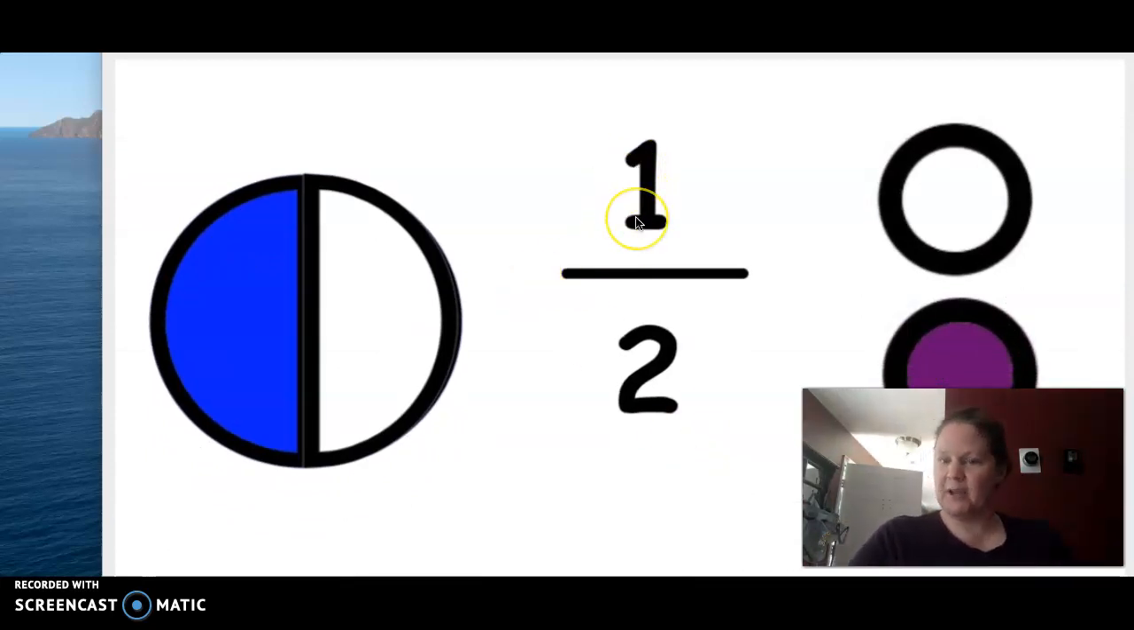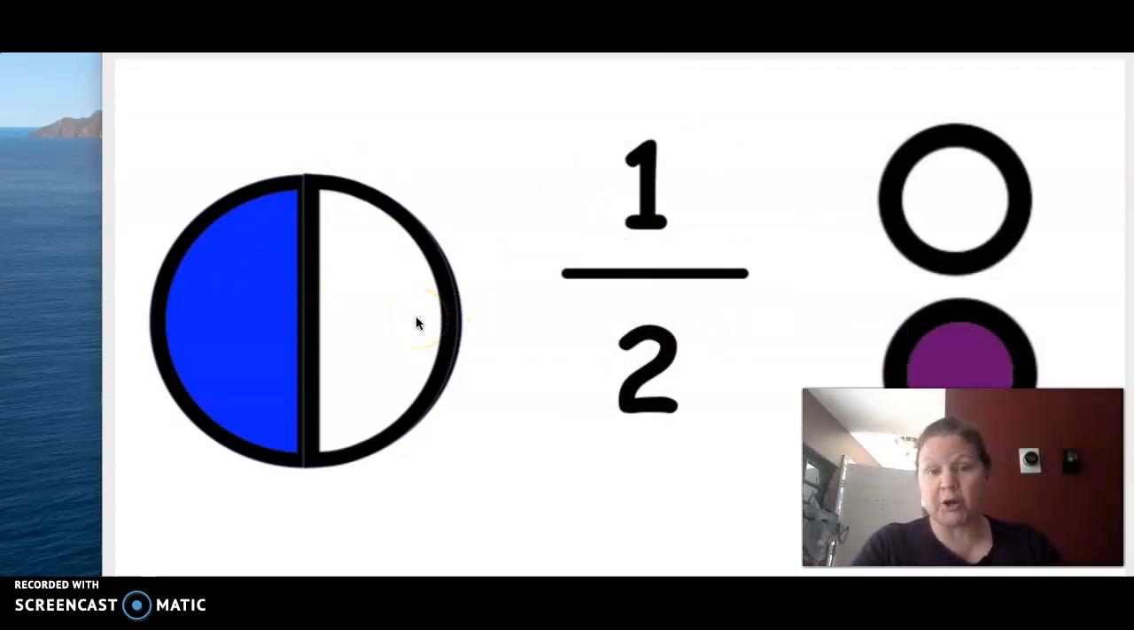This is how you write 1/2. You write a 1, and then a line, and then a 2 underneath. Let's write it in the air. Ready? 1, then a line, and then a 2 underneath. This right here is how you read and write 1/2. So this is telling me that I have 1 out of 2 parts colored in. See that? 1 out of 2 parts.